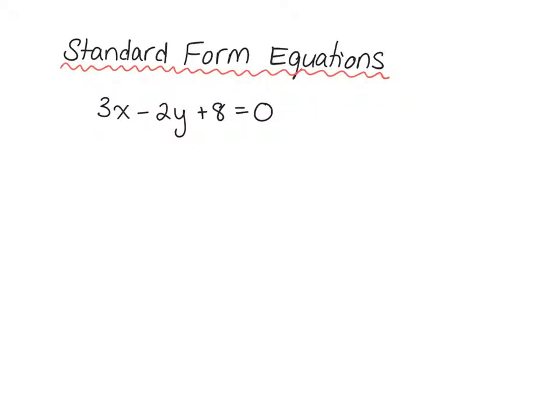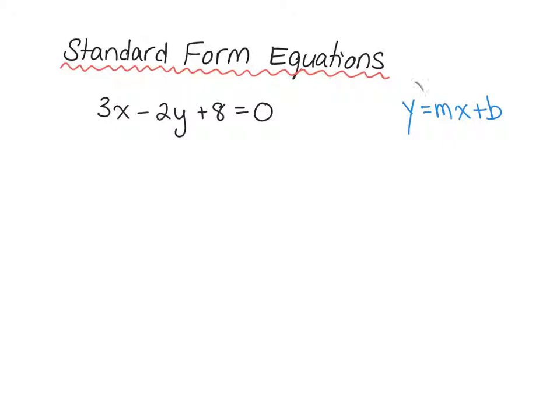Okay, so here's how you find the slope and y-intercept if your equation is in standard form. Standard form is when we have the x, y's, and the constant all on one side of the equation, with it being equal to 0. So this is standard form. Standard form is not super helpful. What is more helpful to us is an equation that's in slope y-intercept form.